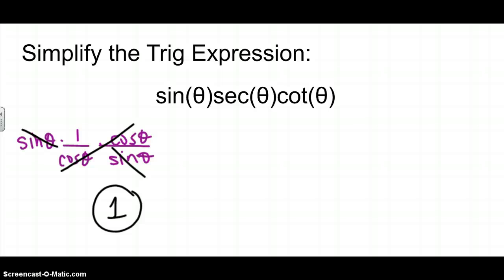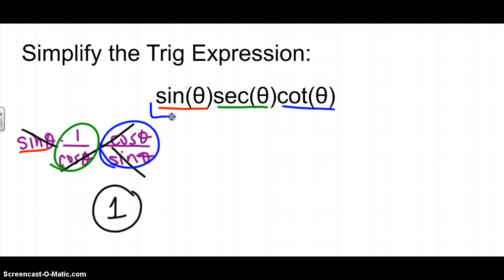Did you get an answer of 1? Hopefully so. I left sine where it was. I turned secant into 1 over cosine. And I turned cotangent into cosine over sine. My cosines canceled, my sine and my sine canceled, and I was left with just 1. 1 is much simpler than writing all of this.